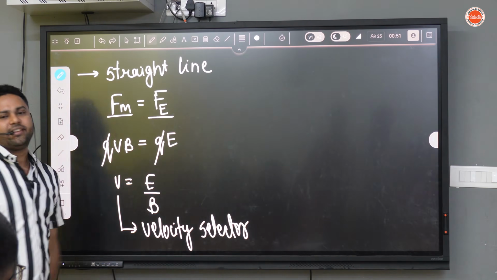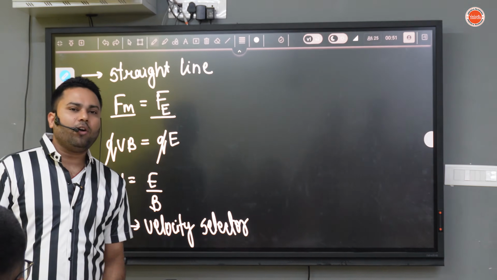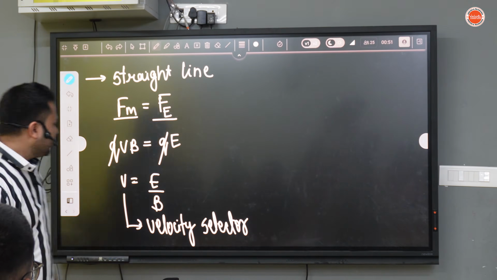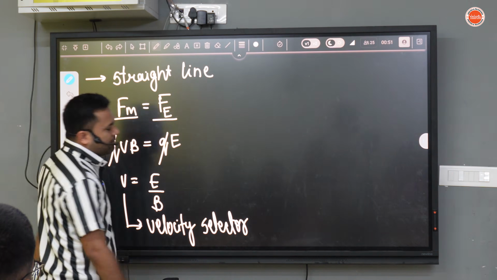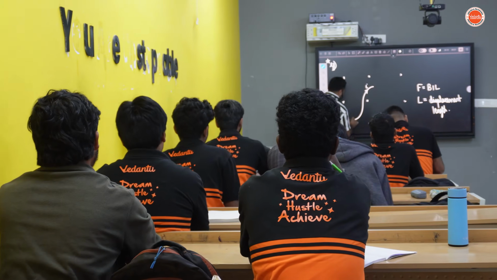Now what is this velocity selector? Means how we should choose the velocity so that the charged particle moves in the straight line only. Okay, this is called velocity selector.